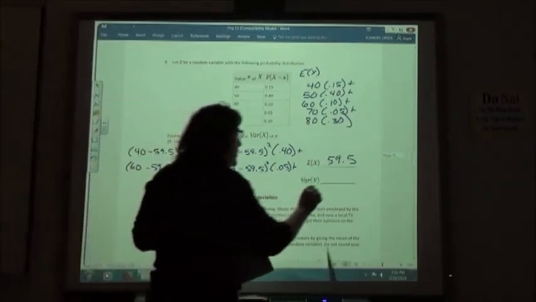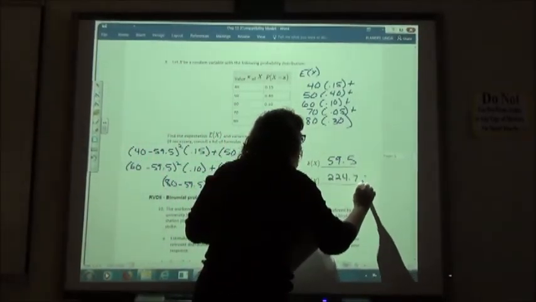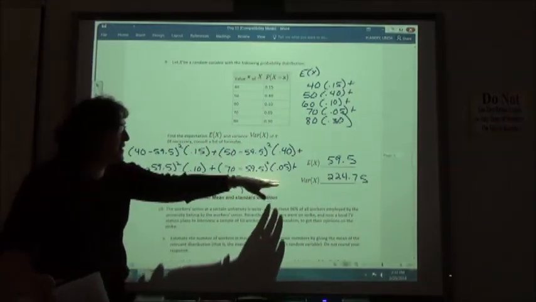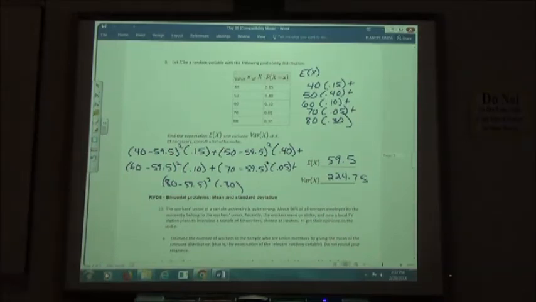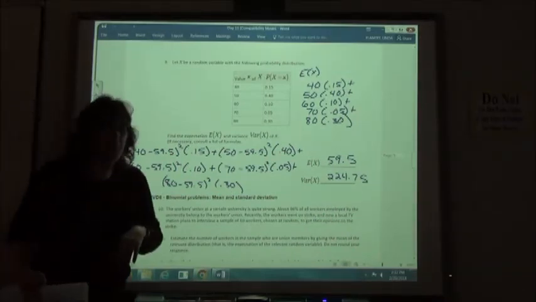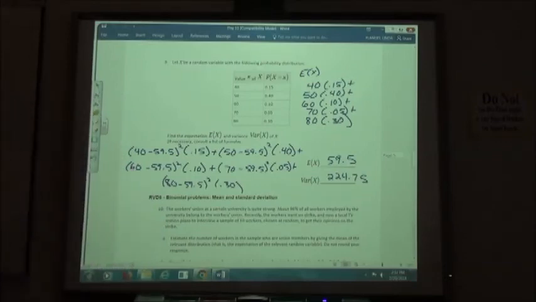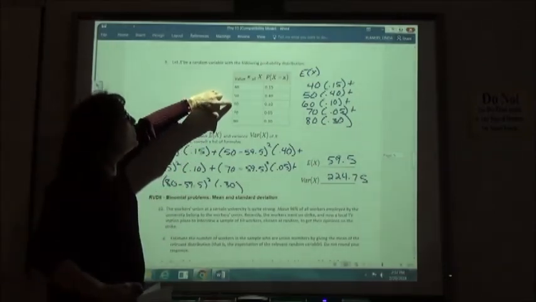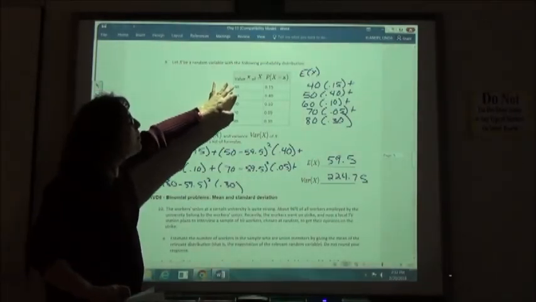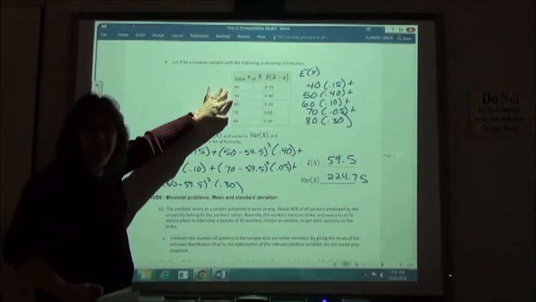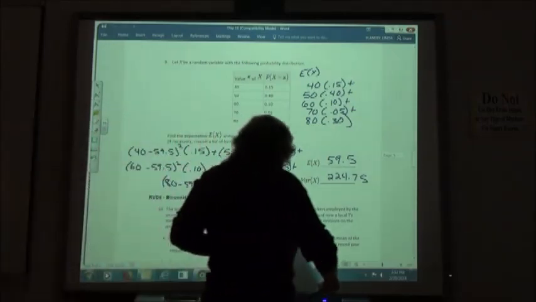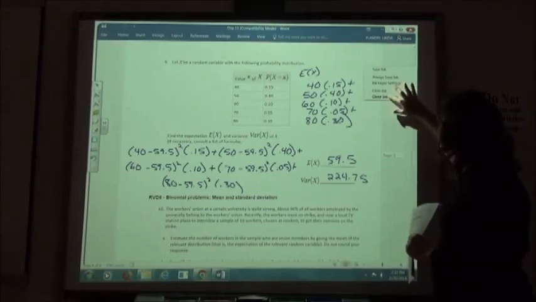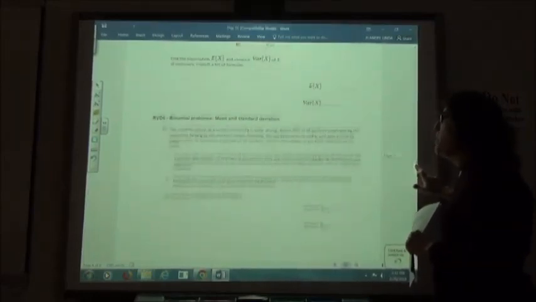224.75. To me, when I looked at that, I thought, geez, that number seems really big, but if you take the square root of that number, what do you get? 14.99. So most of our values from the middle are within 14.99, about 15 from the middle. Well, that makes more sense than 224.75. Most of them are within 15 from the middle. All right. Now they're actually going to talk about mean and standard deviation.